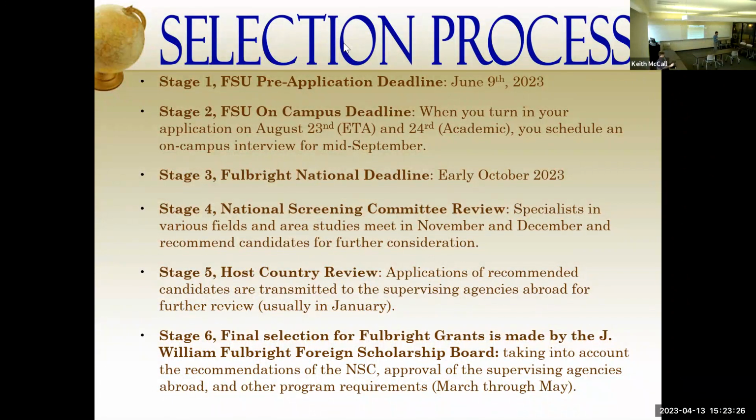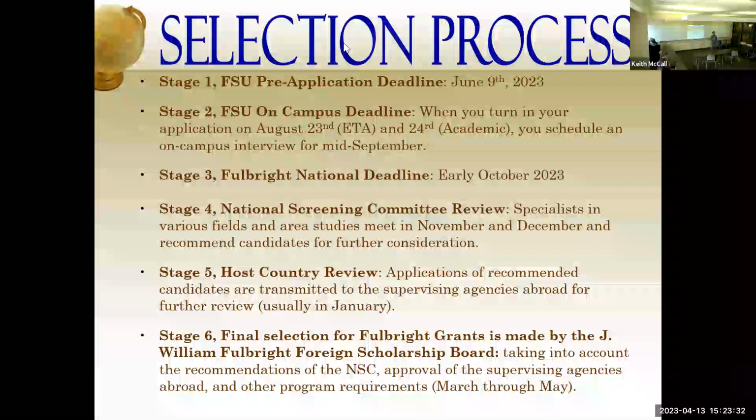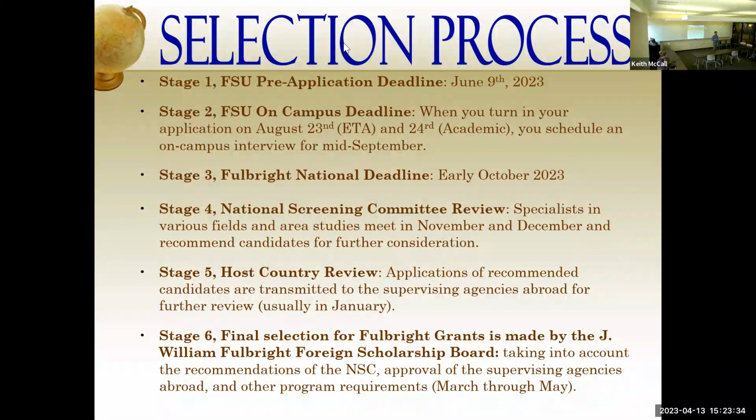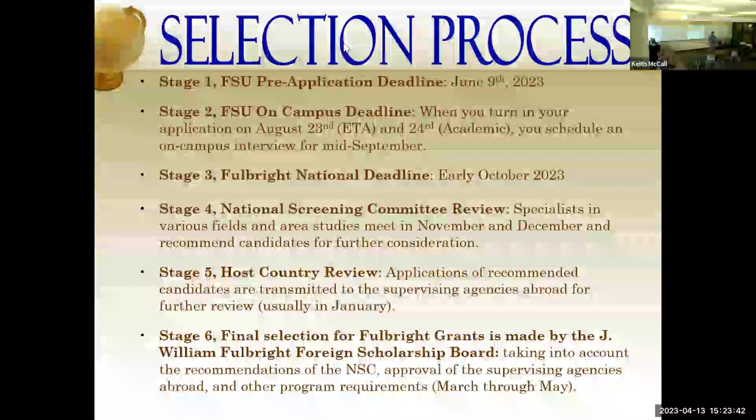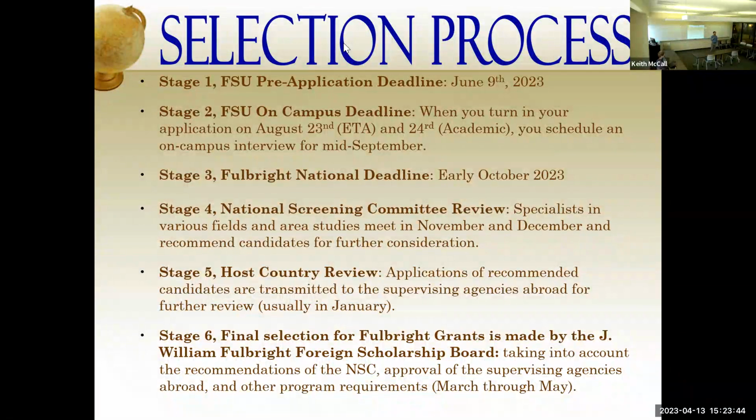At that point, Fulbright has 2 rounds of review. The first round of review happens in the United States, and that is the National Screening Committee review. So that typically happens in November and December. Your application will go out to a bunch of panels of different faculty and other experts in the United States who will review your application. They will come out with their recommendations of whether you have been chosen as a semi-finalist or not. They say you're either recommended or non-recommended in their language.